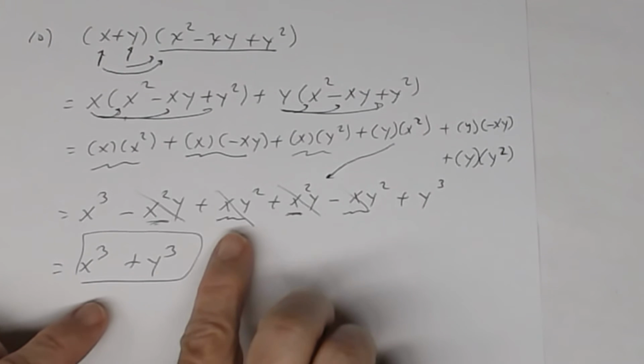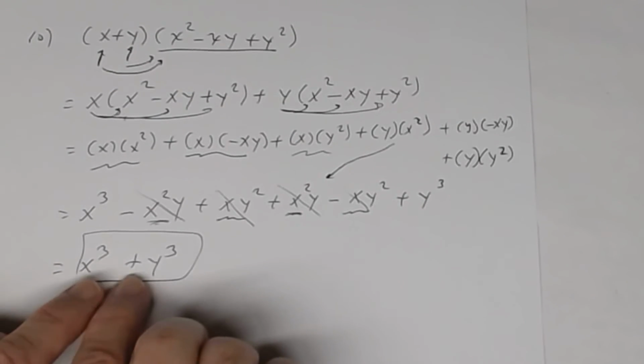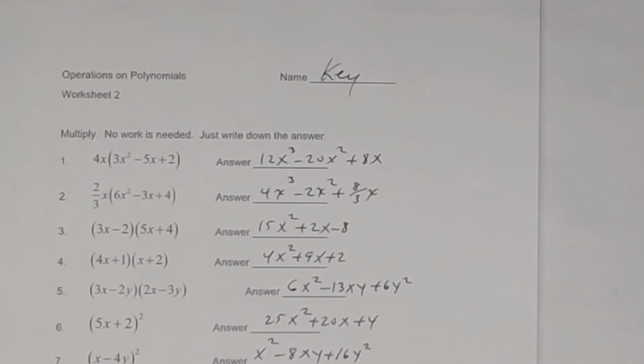All right. So you gotta write it like this. So don't put 0 x squared y and 0 xy squared. Leave it like this. This is the answer. So that's the answer you want. All right. Okay, so that is the key to this worksheet.